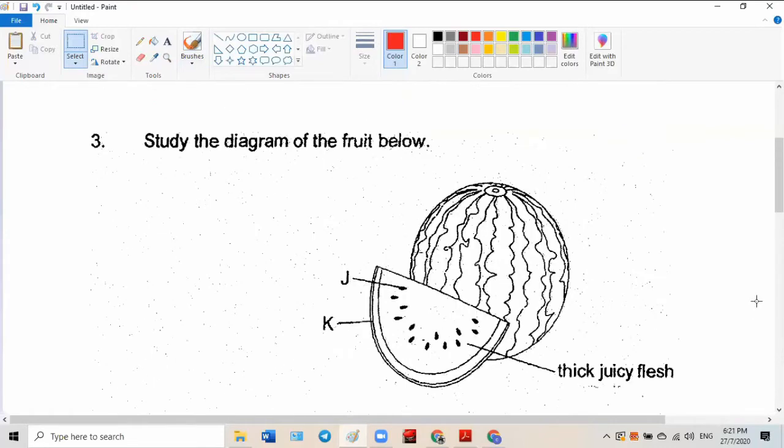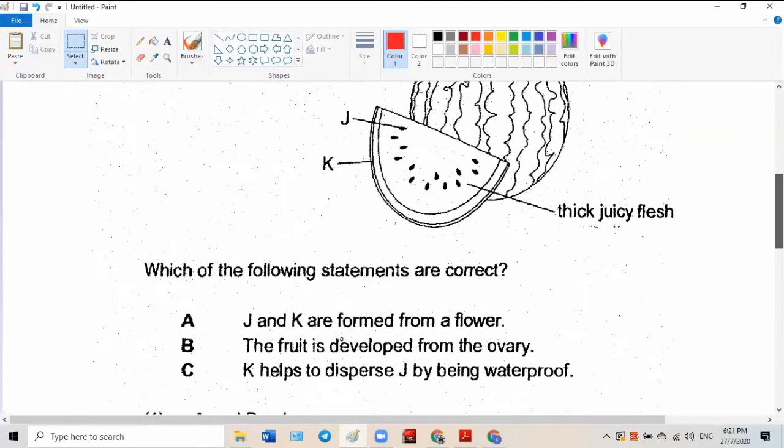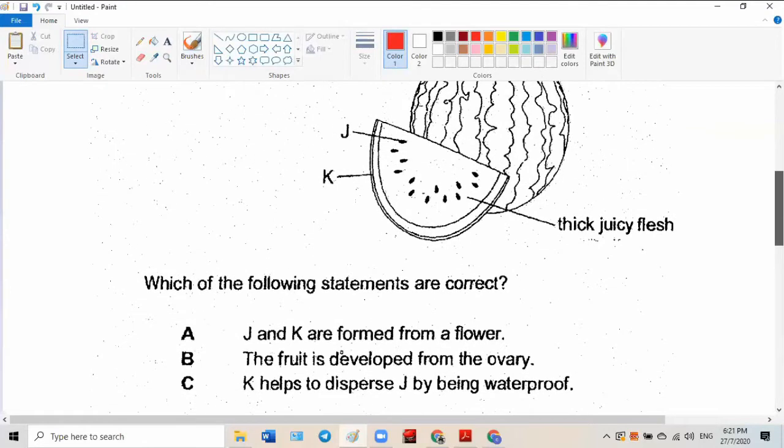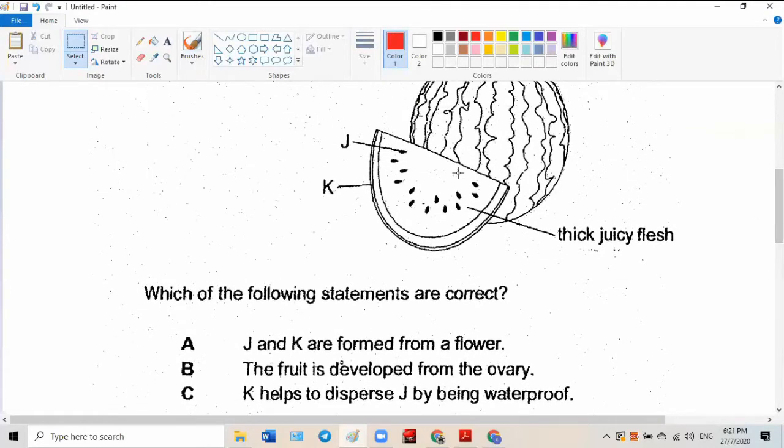Study the diagram of the fruit below. Which ones are correct? J and K. J is the seed, right? K is the fruit, the fleshy skin. It's the fruit itself.